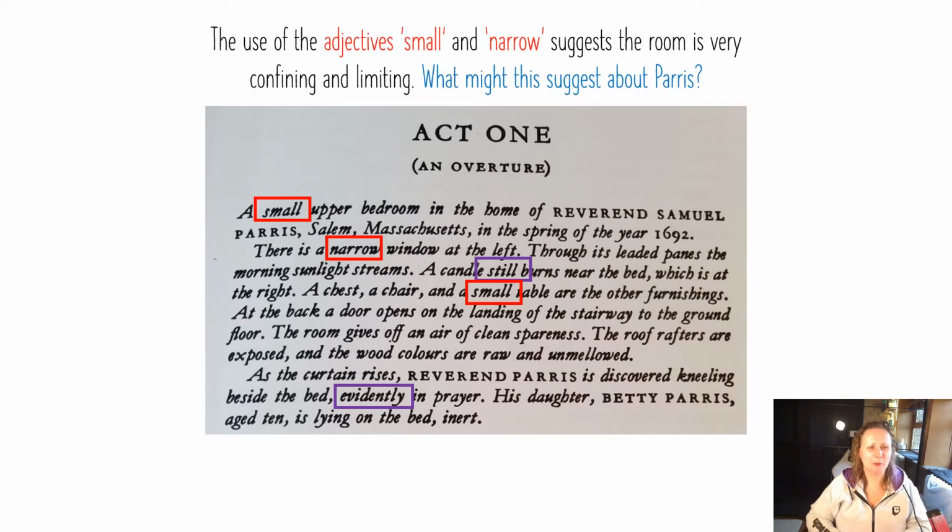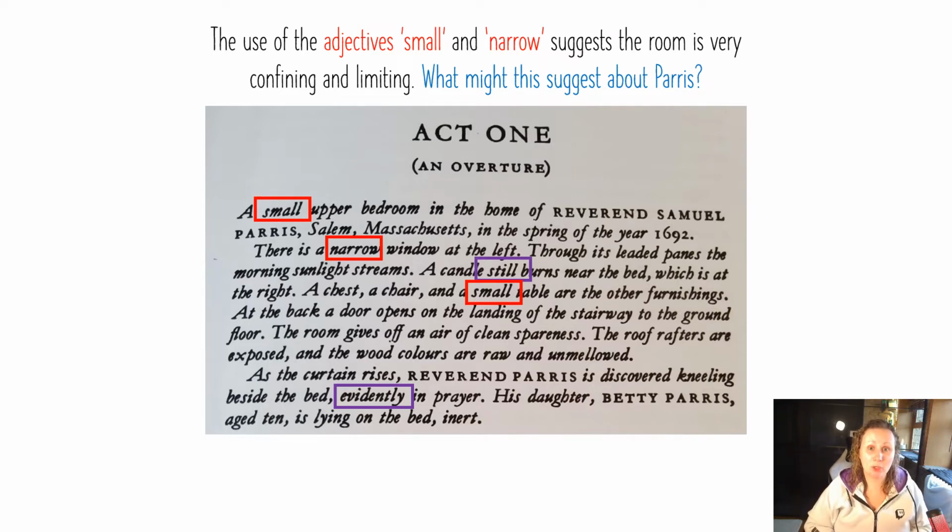Okay, so this is your task. I want you to think about small and narrow together. They're both adjectives. They suggest the room is very confining and limited. And we're going to try and combine that with Reverend Paris. So if the room is very small and very limiting, what might this tell us about Reverend Paris? You can pause the video and do this question one at a time, or you can wait until I go through all 4 questions, and there are going to be 4 questions around each corner of the slide, okay? And you can do all 4 at the end.